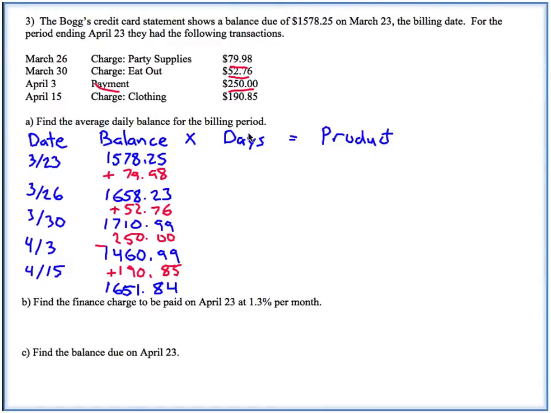What we want to do is figure out how many days did this balance last. And so what we want to do here is take the 26 minus 23 and say that this lasted for a total of 3 days. Here we would do 26 to 30, so the 26th, 27th, 28th, and 29th, or 4 days. Now here it can get a little bit tricky. So the 30th to the 3rd. And we need to know how many days there are in March to be able to figure this out.